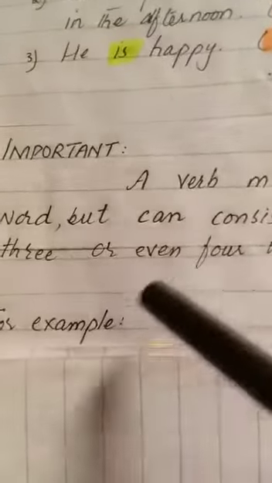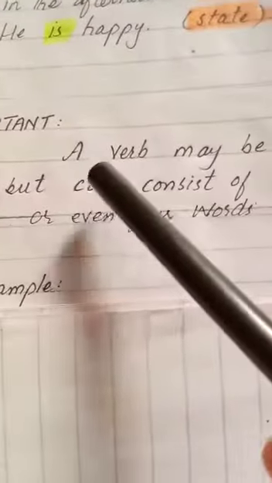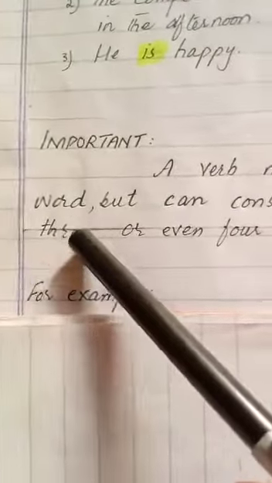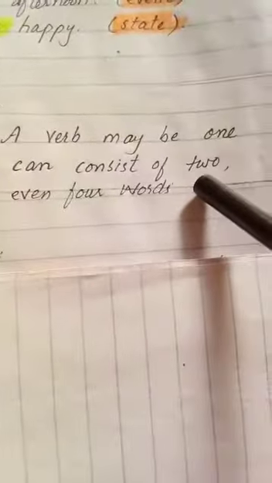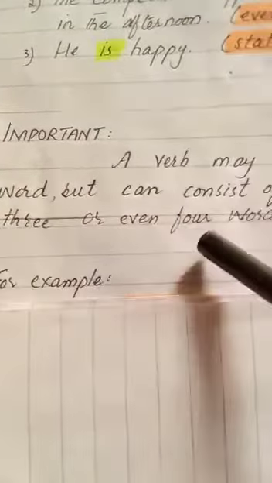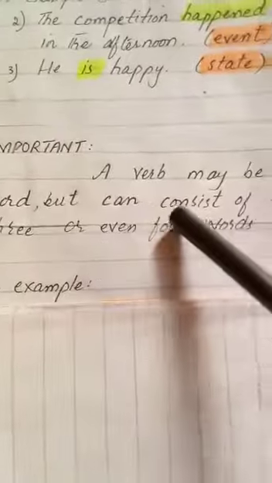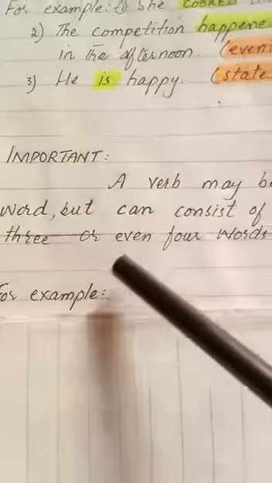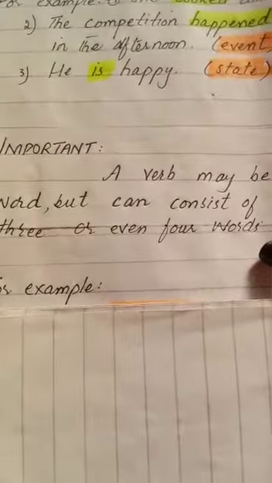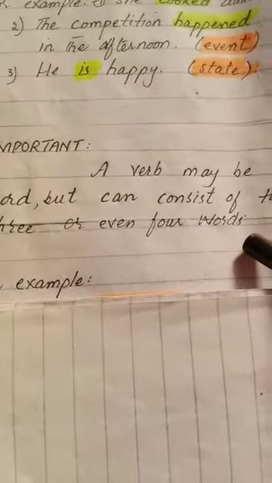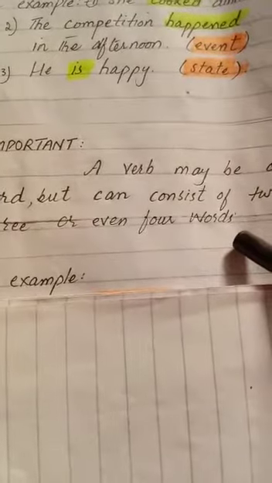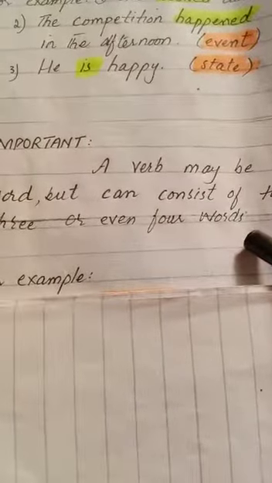Now see further detail. Important point regarding verb: a verb may be one word, but can consist of 2, 3, or even 4 words. Like in a sentence, 1 word, 2 words, 3 words, 4 words at a time can give you the impression of a single verb. Now see the example, then you will be able to understand.